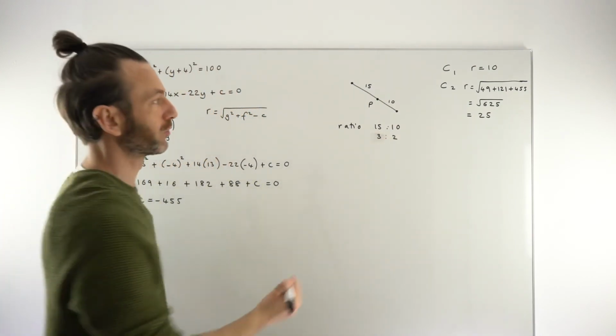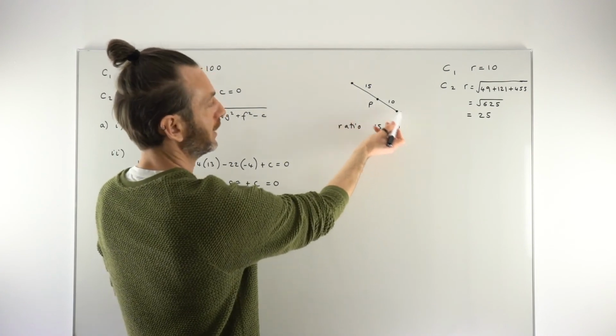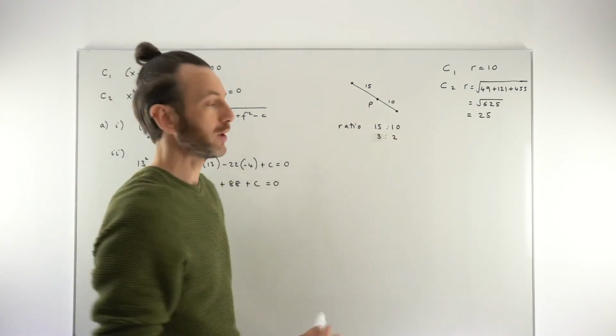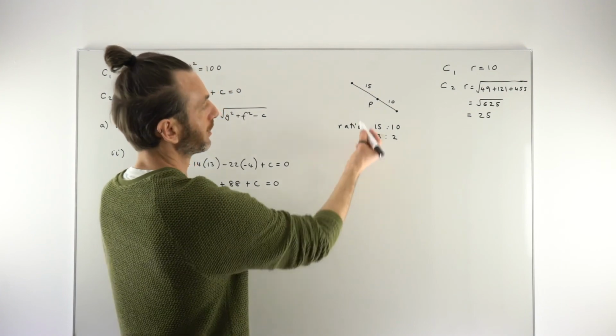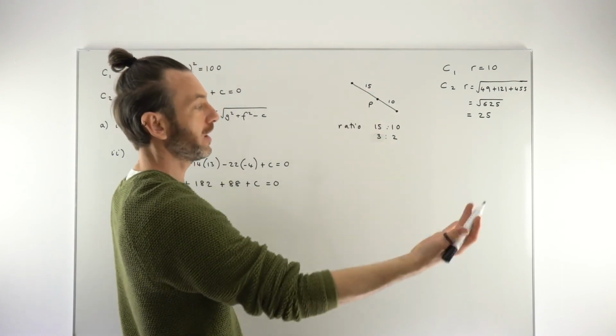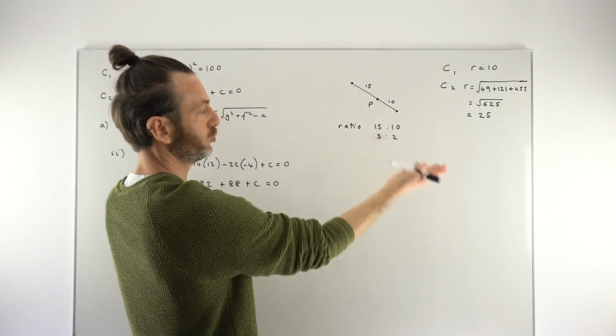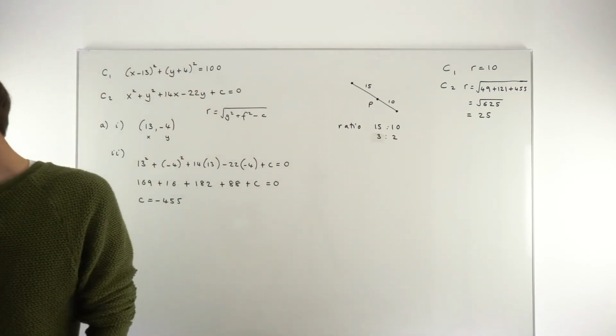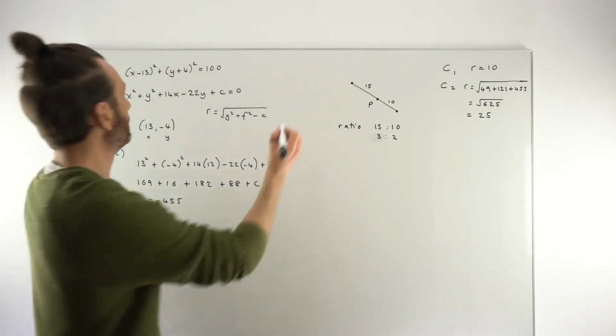And that looks to be about right, doesn't it? 3 parts there to 2 parts there. Remember, when you're working with ratios, 3 to 2 means you're imagining the line being divided into 5 parts, 3 on one side and 2 on the other. So that is the answer for part B, part 1.